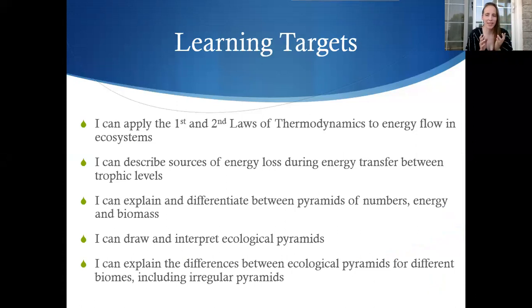We're also going to do some calculations around that. And then we're going to look at the pyramid of numbers, pyramid of energy, and pyramid of biomass. You do need to be able to interpret and draw those different types of ecological pyramids. And then lastly, you need to know essentially what would cause an irregular pyramid to occur.